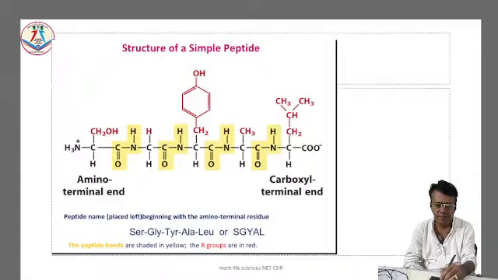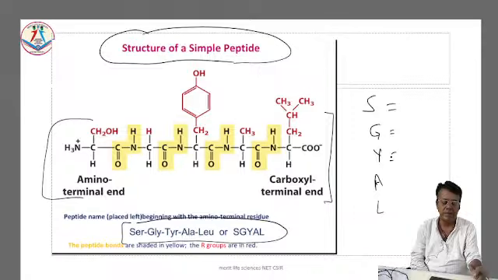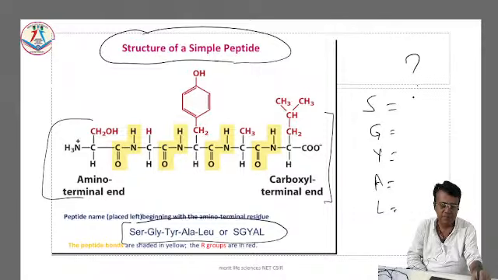So now you see, this is the structure of a simple peptide. There are two ends, the amino terminal and the carboxyl end. And now you can see they are written in the short form. S for, can you tell me? G for, Y for, A for, and L for. So whenever you are given a question like that, write the expansion, what kind of amino acids are linked here, the name of the amino acid.